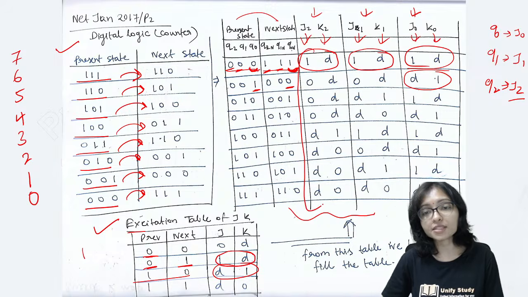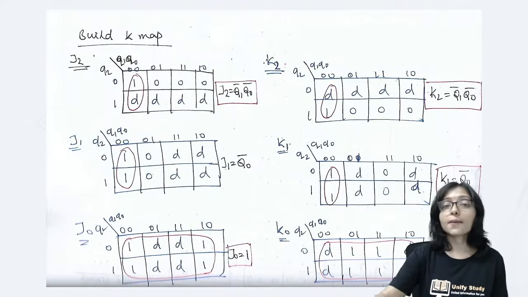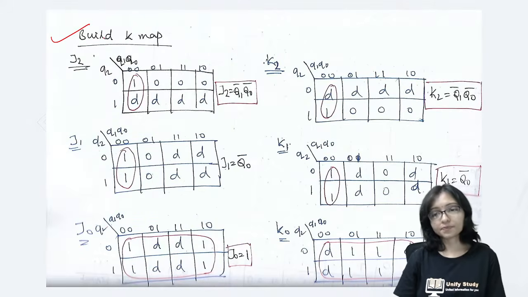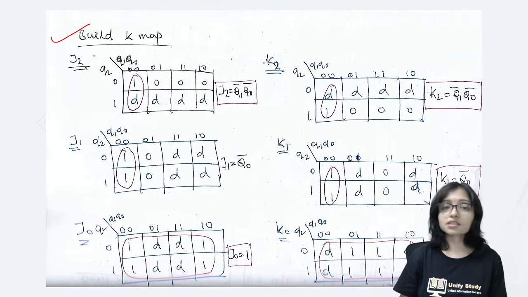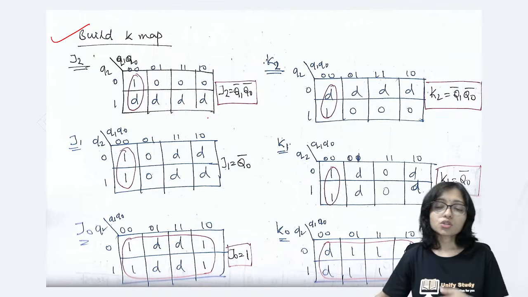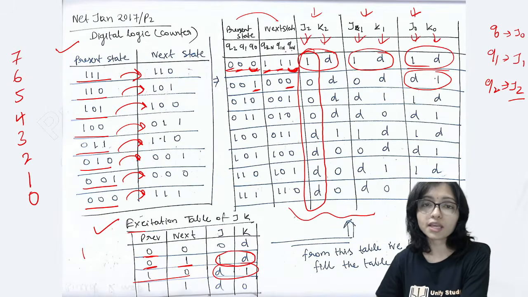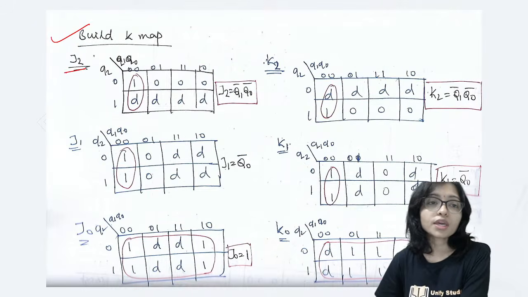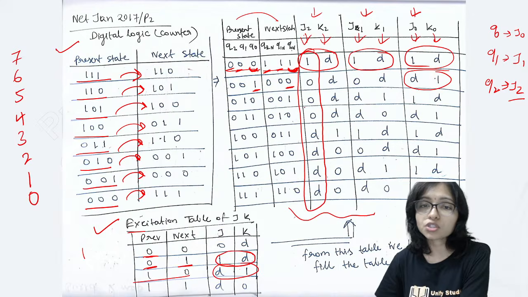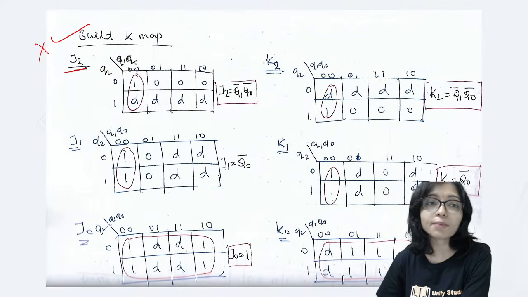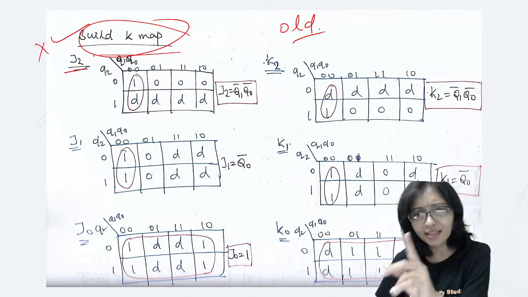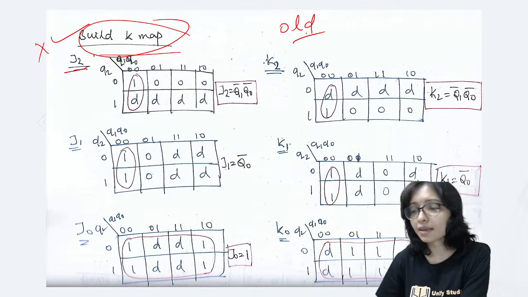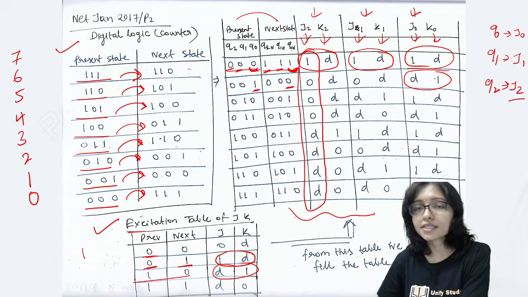Just column wise you can check where the 1 is, and you can get the equation by doing the K-map. This is the way you can get the equation. Here you can see how to get the equation for J2. J2 means it was 0, 0, 0, 1. In this K-map some mistake can be there because it is my old copy. I think some mistake is there in this K-map.